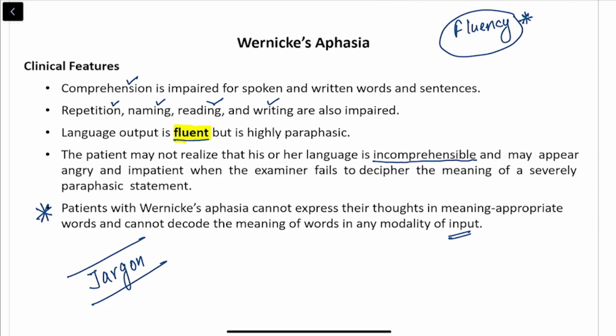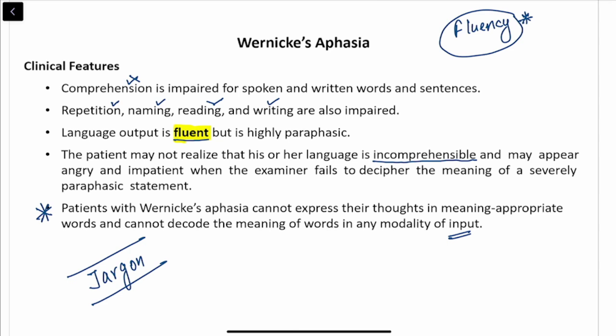Because comprehension is impaired, they are not able to understand what someone else is saying, neither are they able to express themselves. At the same time they are not aware that they have impaired language or impaired speech. What will that cause? That will cause very much anger and frustration in them, wondering why the other person is not understanding their speech. They are not aware of the deficit that they have.